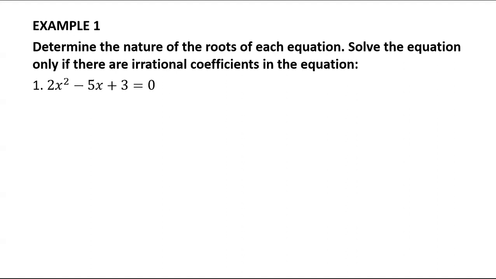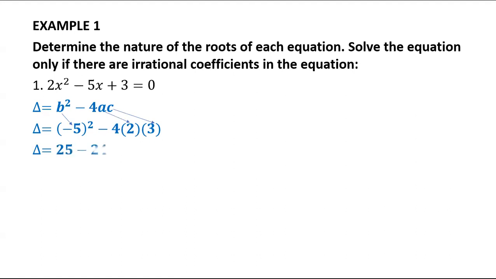And when I determine the nature of roots, I will simply use the discriminant, which is b squared minus 4ac. Where there's b, I will substitute -5, where there is a, I will substitute 2, and where there is c, I will substitute 3. Solving this will give me the value of my discriminant. As I've said, b will be -5, a will be 2, and c will be 3. When you simplify this, it'll give you 25 minus 24, which is 1.